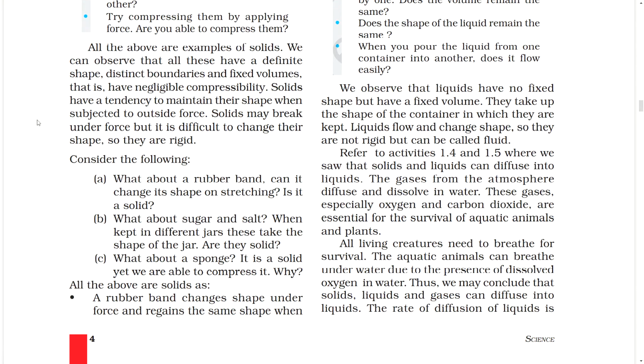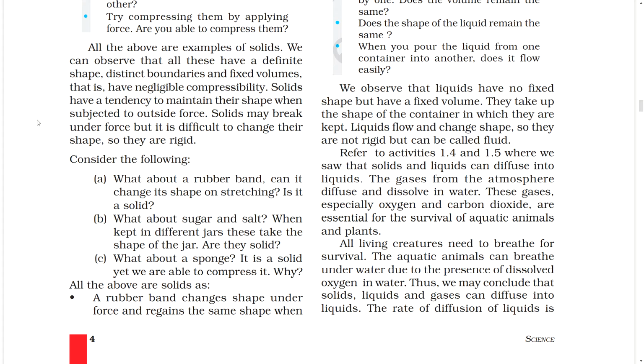We observe that liquids have no fixed shape but have a fixed volume. They take up the shape of the container in which they are kept. Liquids flow and change shape, so they are not rigid but can be called fluid. Refer to activities 1.4 and 1.5 where we saw that solids and liquids can diffuse into liquids. The gases from the atmosphere diffuse and dissolve in water. These gases, especially oxygen and carbon dioxide, are essential for the survival of aquatic animals and plants.